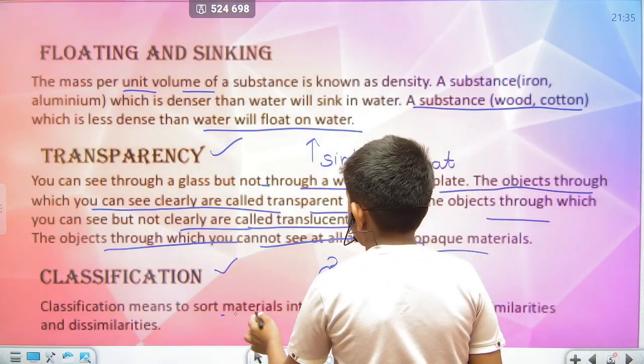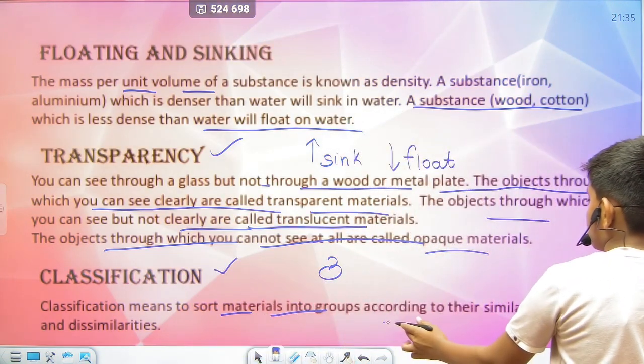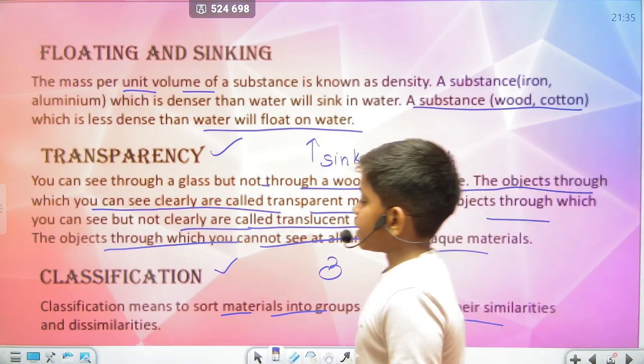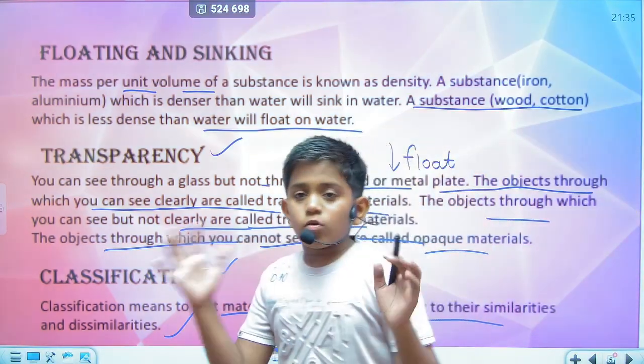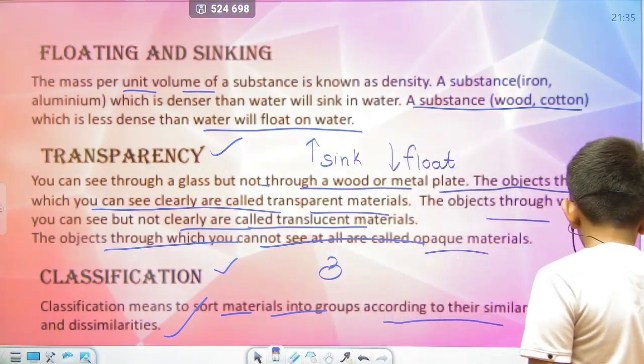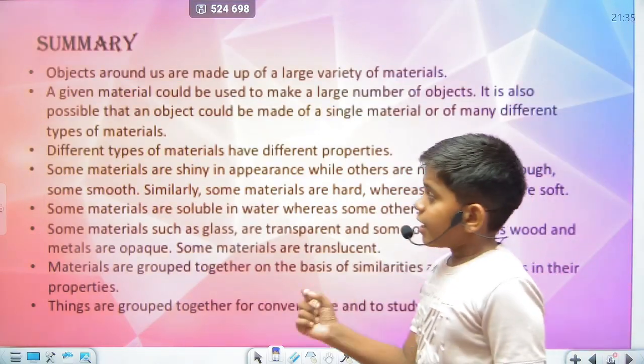Classification. Classification means to sort materials into groups according to their similarities and dissimilarities, meaning they are grouped by a specific criterion.